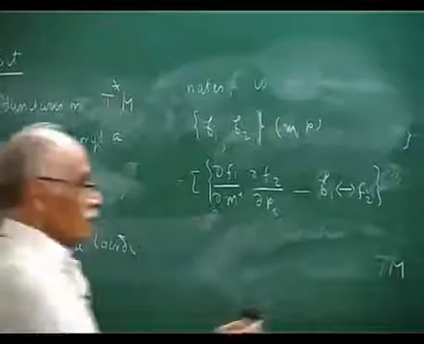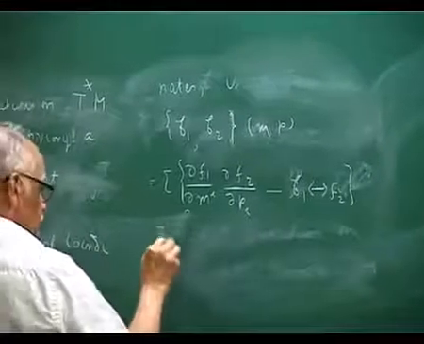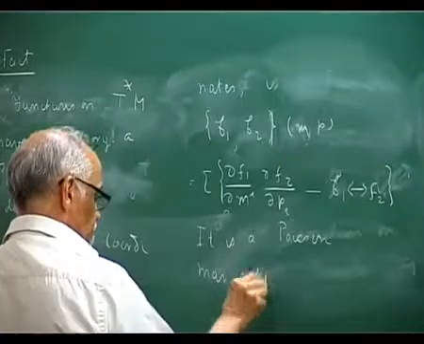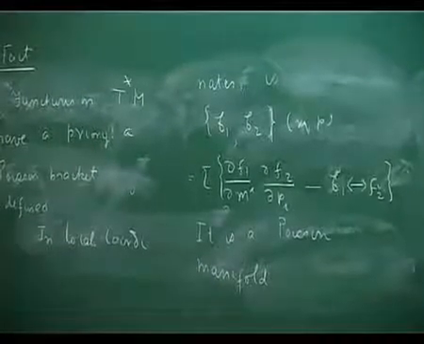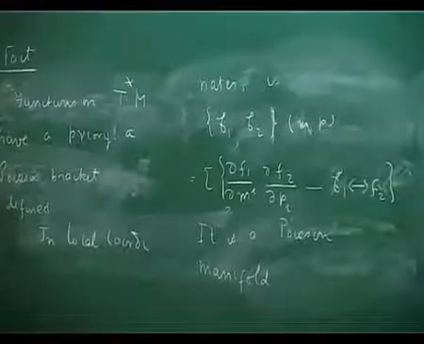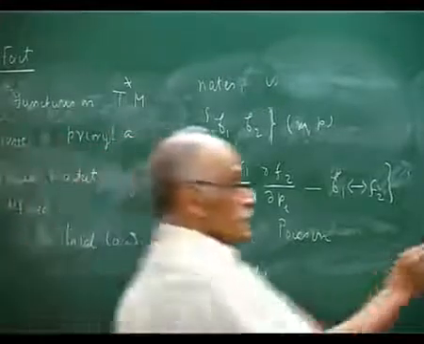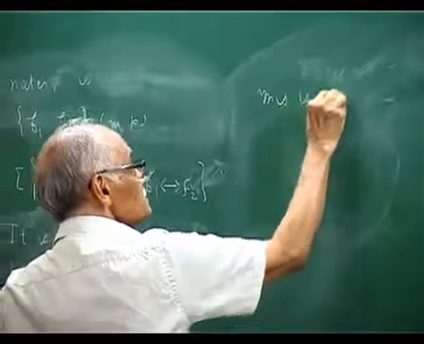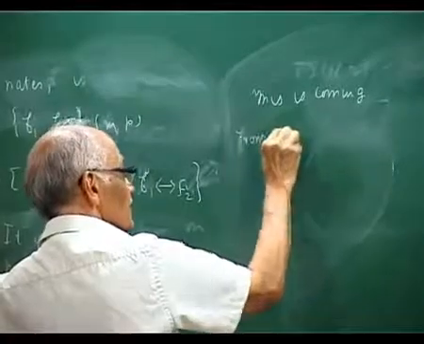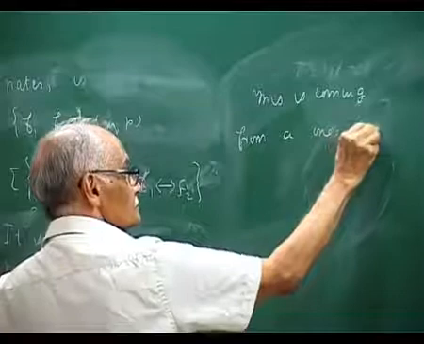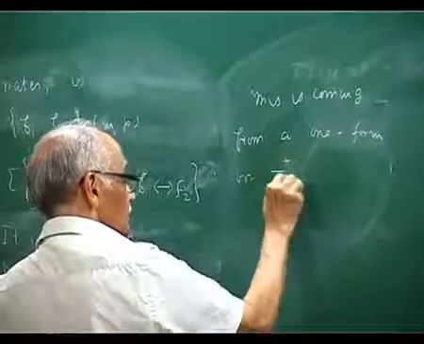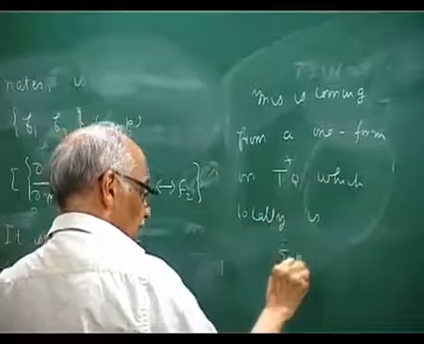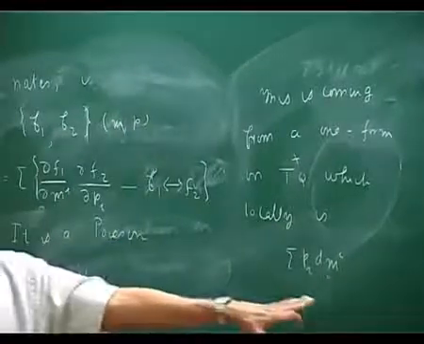So it's a Poisson manifold. This Poisson structure is coming from a symplectic structure, or a Lagrange bracket, and now this is coming from a p dq. This is coming from a one form on T star Q, which locally is this one form. You can define what this is also intrinsically.